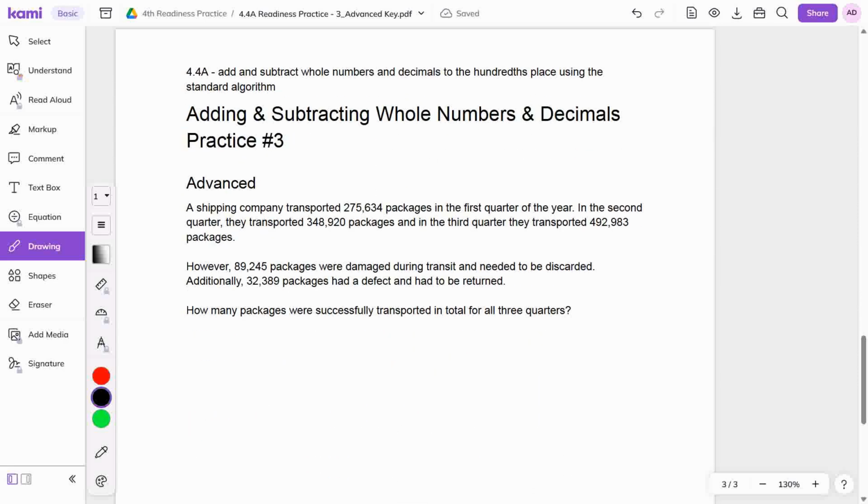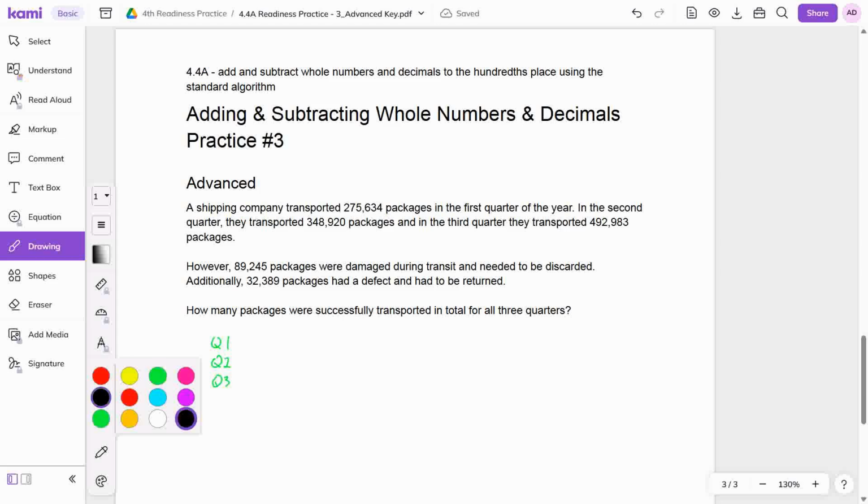For our third problem, we have a shipping company and we're transporting packages, and then we've got some damages and some defects. How many packages were successfully transported? Well, we've got a lot of numbers here. Let's make this first quarter. An abbreviation we use is Q1 for quarter 1, Q2 for quarter 2, Q3 for quarter 3.